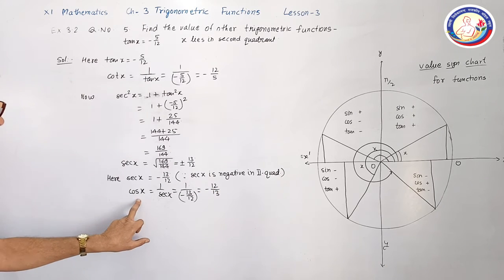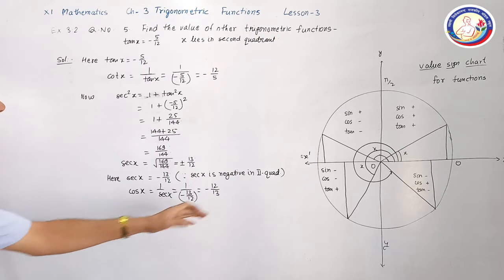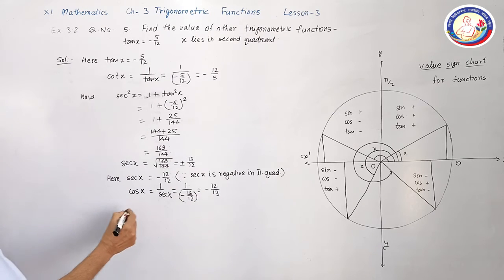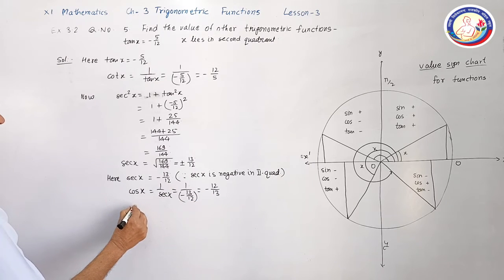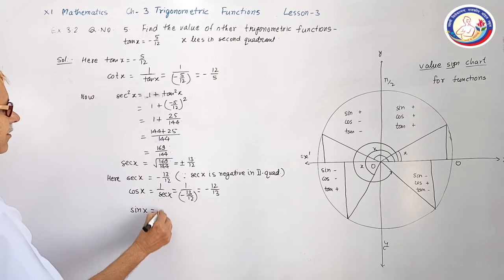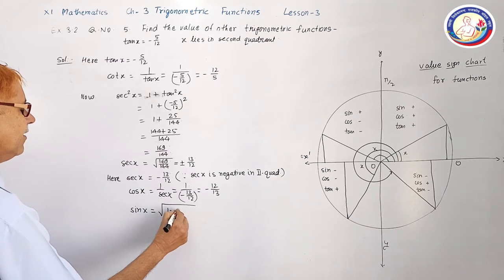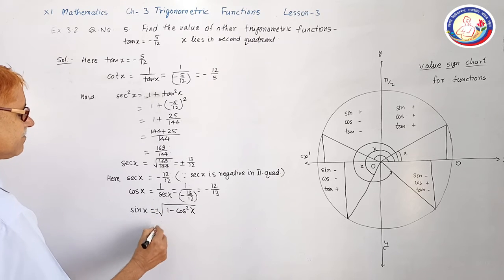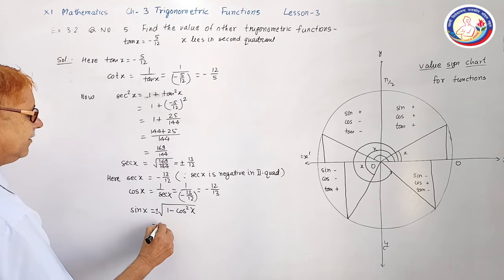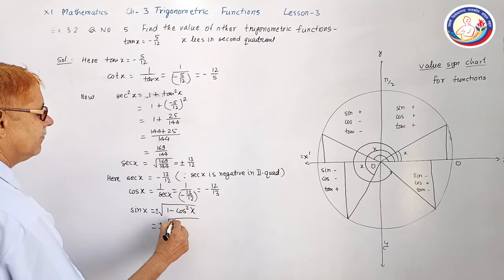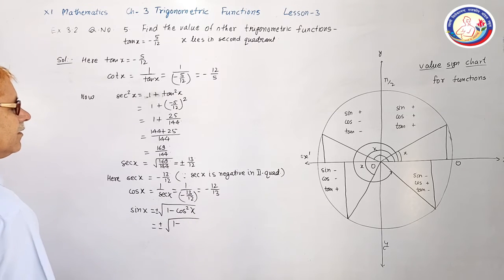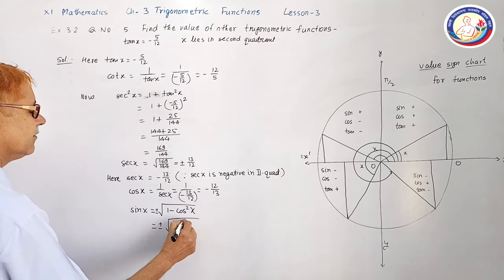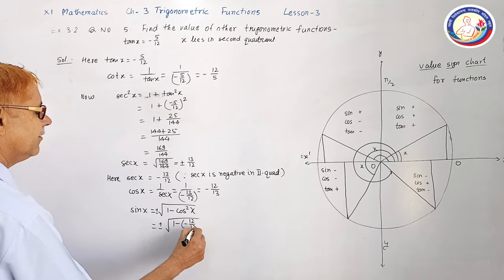Now cos is known. We can find easily the value of sine. I am writing directly here. Sine x is equal to plus minus square root of 1 minus cos square x. It will be 1 minus, the cos x is minus 12 upon 13, so minus 12 upon 13 whole square.